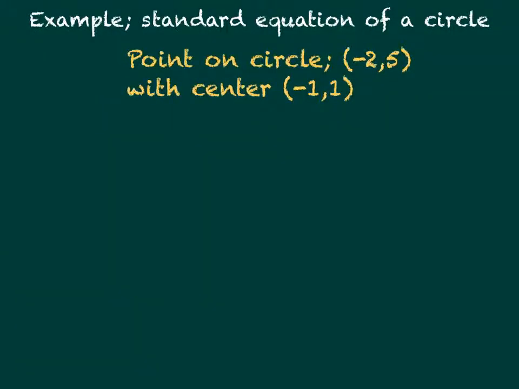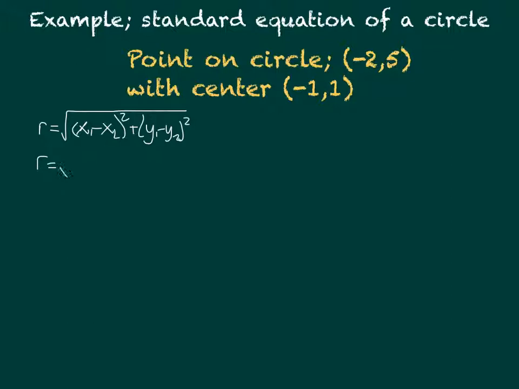Okay, in this first example, we know a point on the outside of the circle and the center point. So if we find the distance from that center to that point on the circle, then we have our radius. To find our radius, we're going to use our distance formula, which you should recall as (x1 minus x2) squared plus (y1 minus y2) squared. That's our distance formula. So that's how we're going to find our radius.